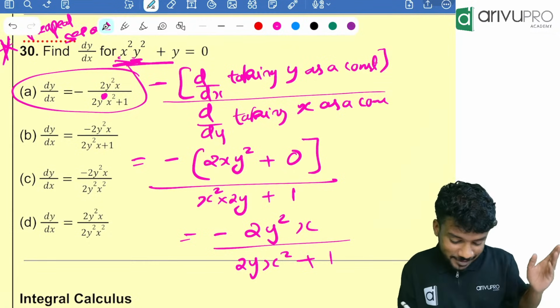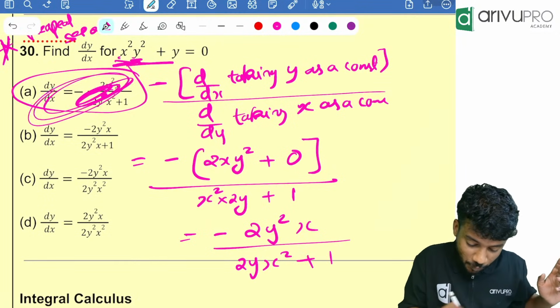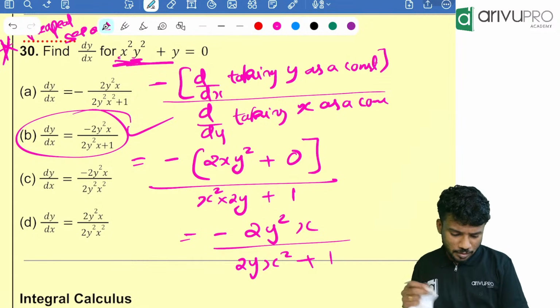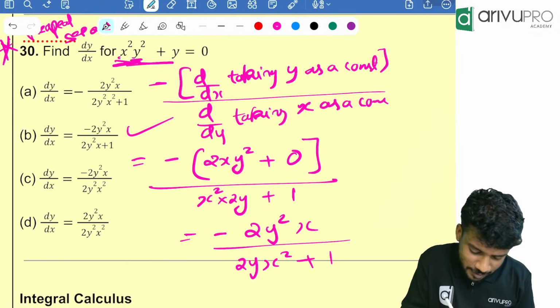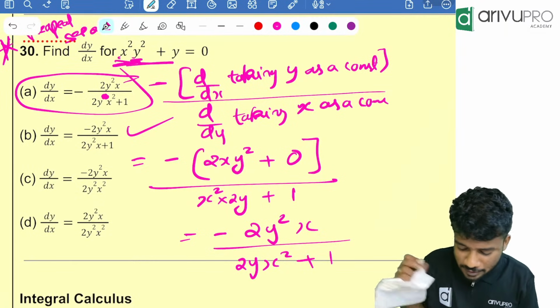the question, right? Yes, 2y square into x. Yeah. Oh, one question option is there only. Yes, what I was doing. Option is not there. It should be like this, right? Yes, understood the logic. So this is the answer.